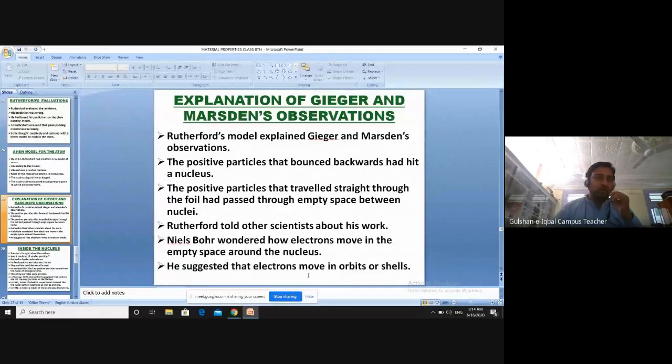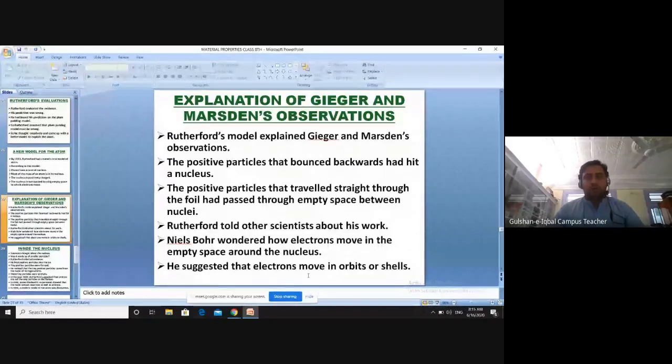Number 2, the positive particles that travel straight through the foil had passed through empty space between the nuclei. Now we know that there were multiple atoms present and multiple nuclei in them. Between one nucleus and the second nucleus, there was a lot of empty space. It means that the majority of the atom is empty. A very small particle is present in its center, known as the nucleus, but the majority of the atom is empty, and the positive particles can move straight through it. These are the 2 points explained by Rutherford, and this experiment was performed by Geiger and Marsden, along with Rutherford.